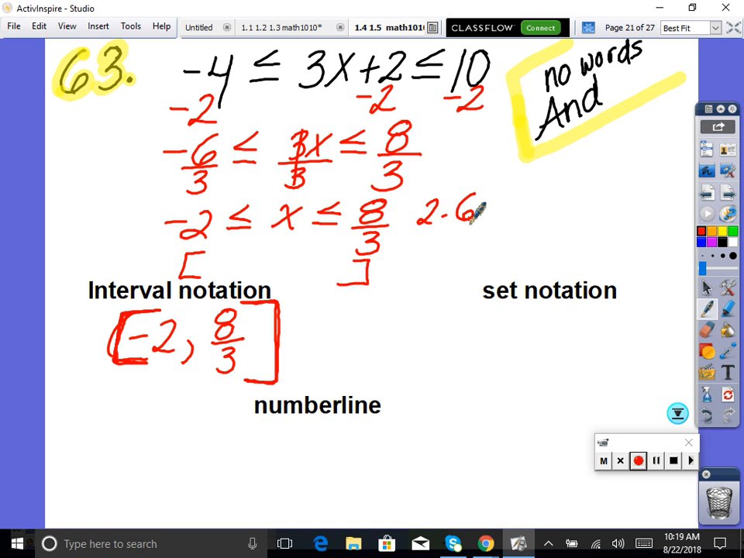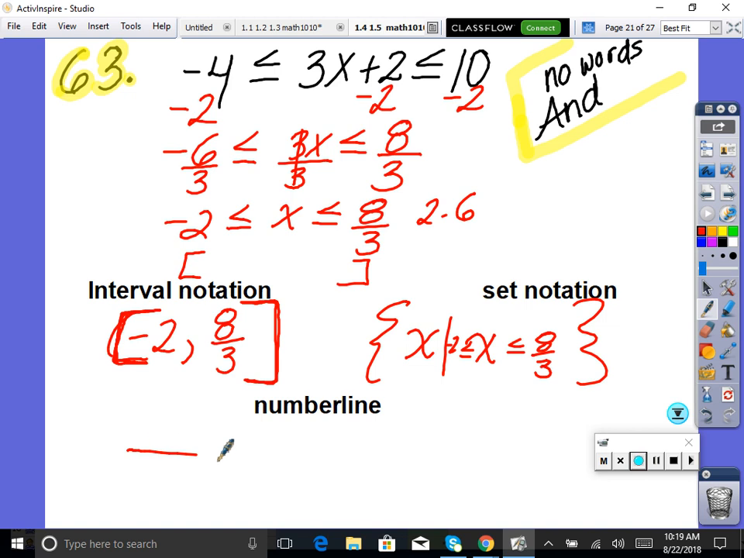Set notation, you'll keep it together. Remember how with and, if you're writing them together, this one's already together. The set for x such that x is between negative 2 and 8/3. And then on our number line, 0, negative 2. I don't care if it looks perfect. Bracket, bracket, and then our answers are all of those. All good?